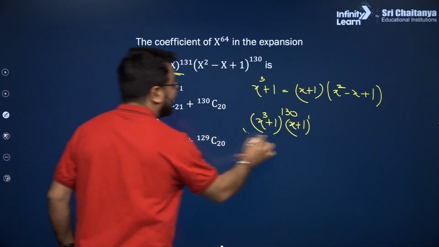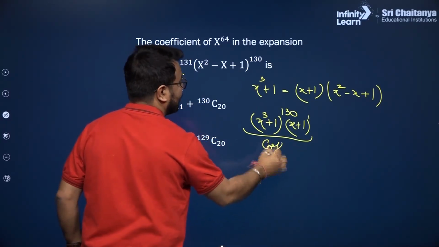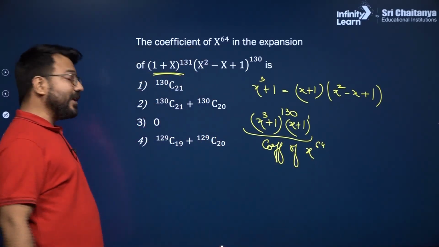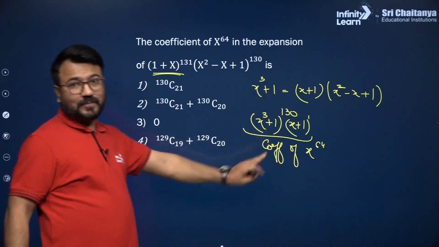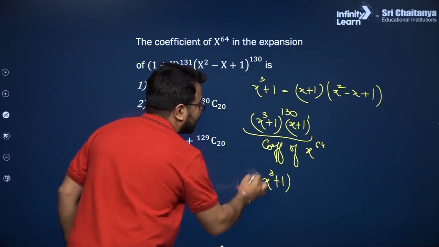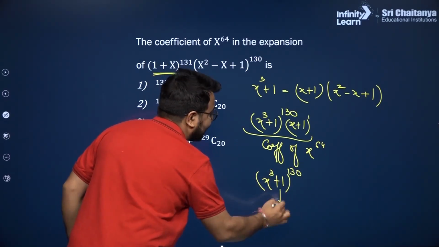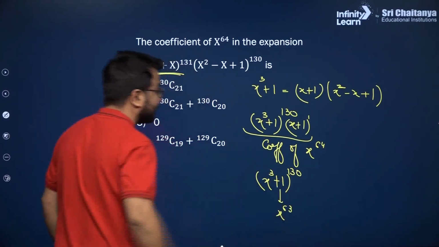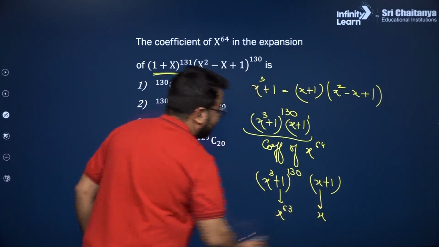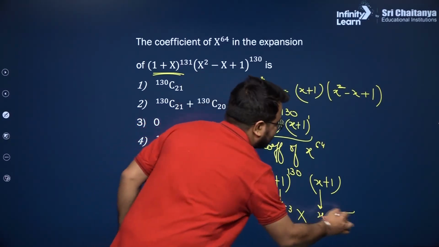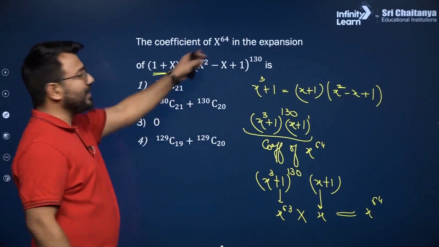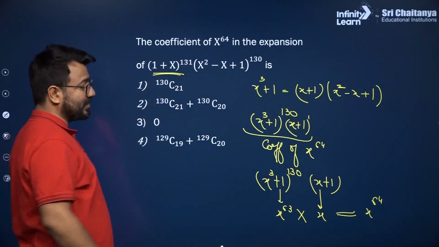So in this particular expression, I need to get the coefficient of x raised to the power 64. If I want to get the coefficient of x raised to the power 64, from the expression x cube plus 1 raised to the power 130, I can get x raised to the power 63. And from the expression x plus 1, I will be getting x. When both of them are multiplied, they will generate x raised to the power 64. I hope you are able to understand how we are creating x raised to the power 64 in this expression.